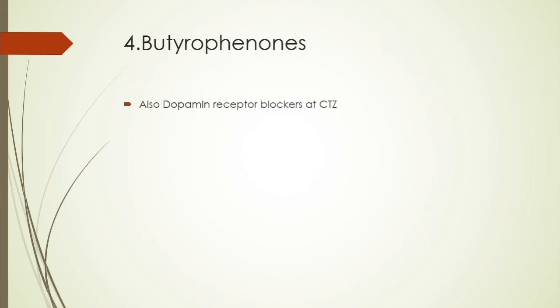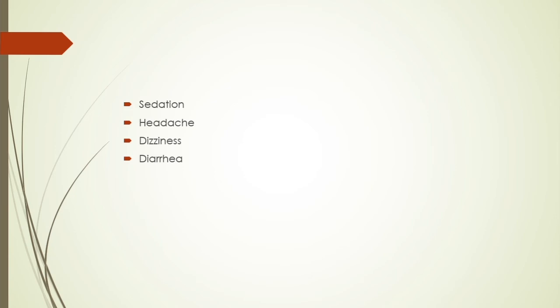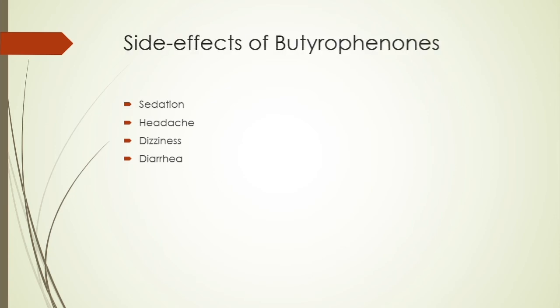Now, let's move forward to the fourth class of anti-emetic drugs, which is butyrophenones. Butyrophenones are also D2 receptor blockers. They block dopamine 2 receptors at the chemoreceptor trigger zone, and they are very effective anti-emetics. They have only two drugs. One is droperidol and the second one is haloperidol. Droperidol is of more importance as compared to haloperidol. Common side effects of the butyrophenones include sedation, headache, dizziness, and diarrhea.